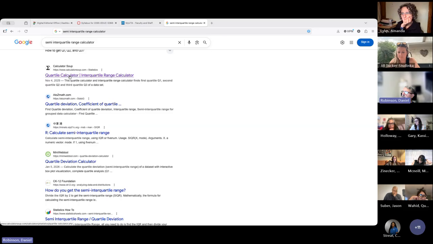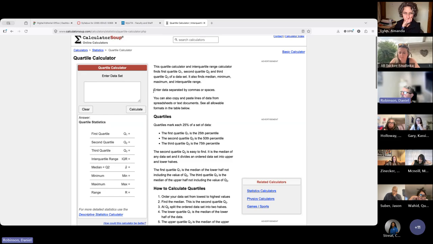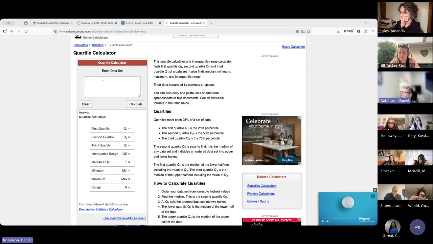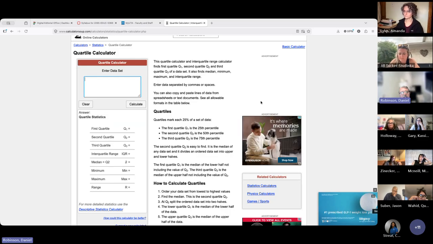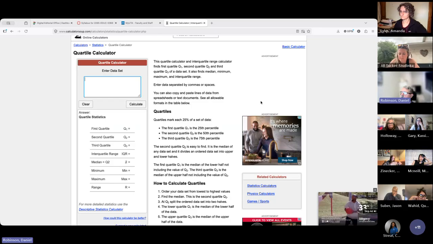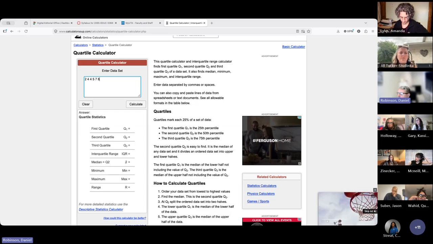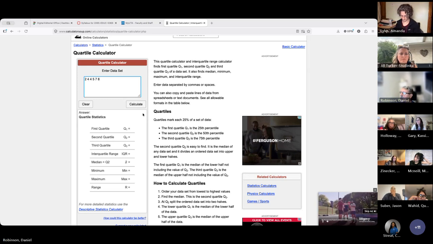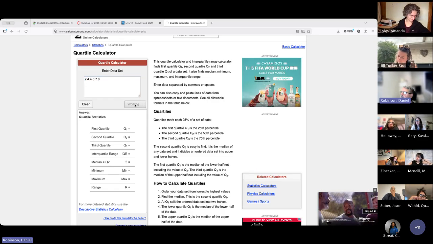I'm gonna use the calculator soup one for quartile calculator. This one's kind of cool. And you can enter your data set separated by commas or spaces, which is kind of nice. Vassar Stats wants you to put them all in with hard returns and stuff. So here I can just do spaces: 2, 4, 4, 5, 7, and 8. Or I could use commas and not have a space. And if I click calculate now, and this is calculator soup, by the way, IQR calculator.